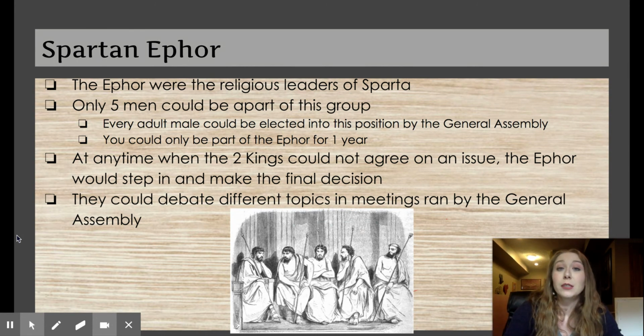And so that's why there's 5 of them, so that there's always a winning side, okay? They're also going to debate different topics during those meetings that are held by the General Assembly, so they get to do that as well. But it's a very elite position to be part of the Aphors. And again, it's only for 1 year.